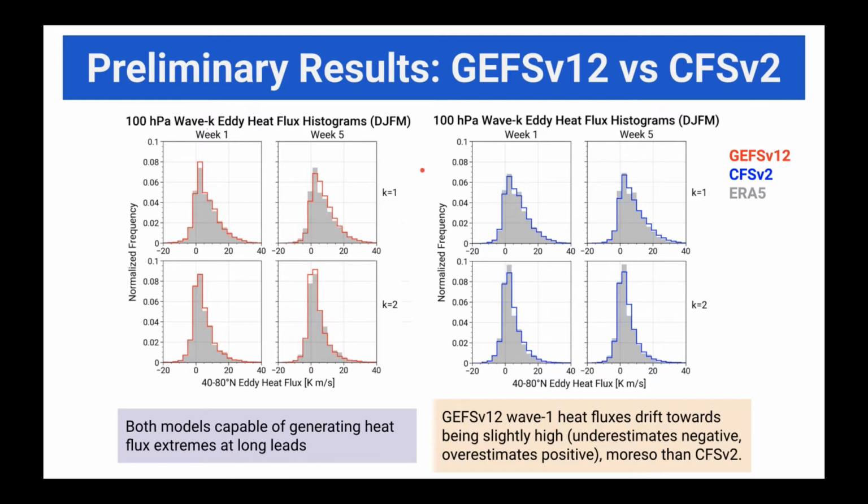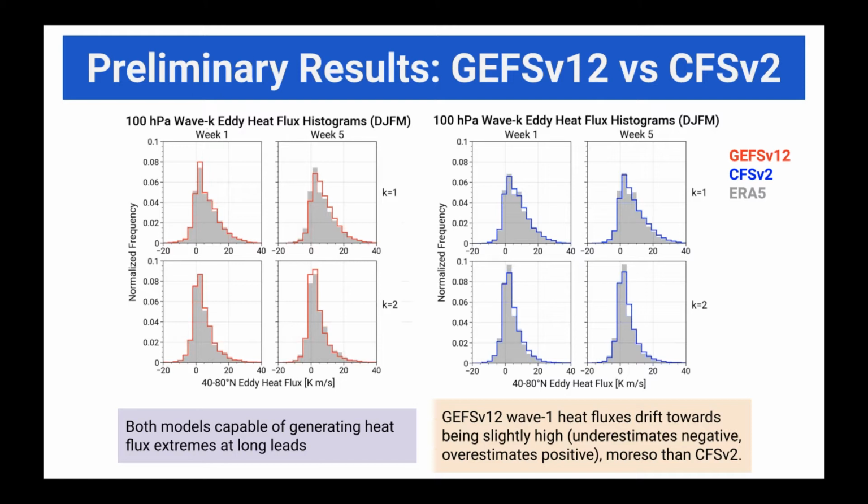Now, as a final comparison here, we're looking at distributions at 100 millibars for a diagnostic known as eddy heat flux. And eddy heat fluxes in the stratosphere essentially provide a simple measure for the amount of vertical wave activity. So in a simple sense, it measures wave driving in the stratosphere that would generally lead to changes in the strength of the polar vortex. Now in this case, I've divided the distributions into heat fluxes decomposed for zonal wave numbers 1 and 2.